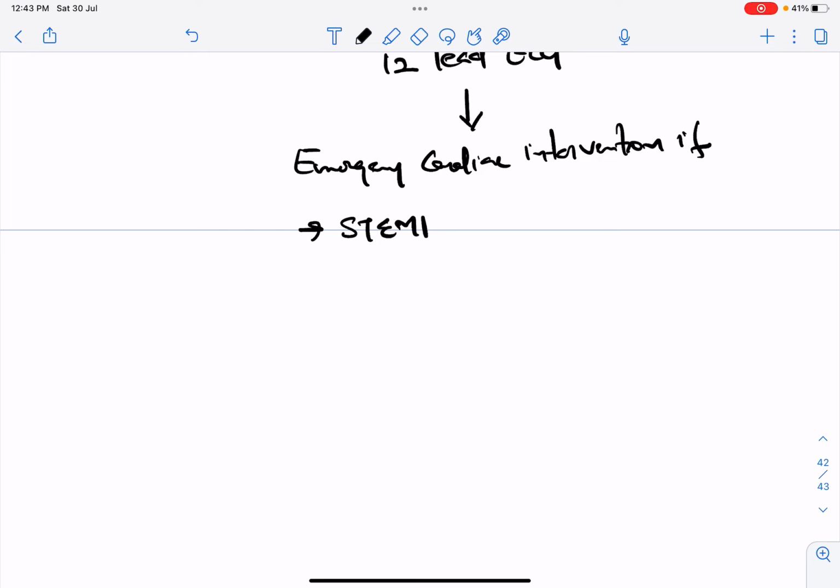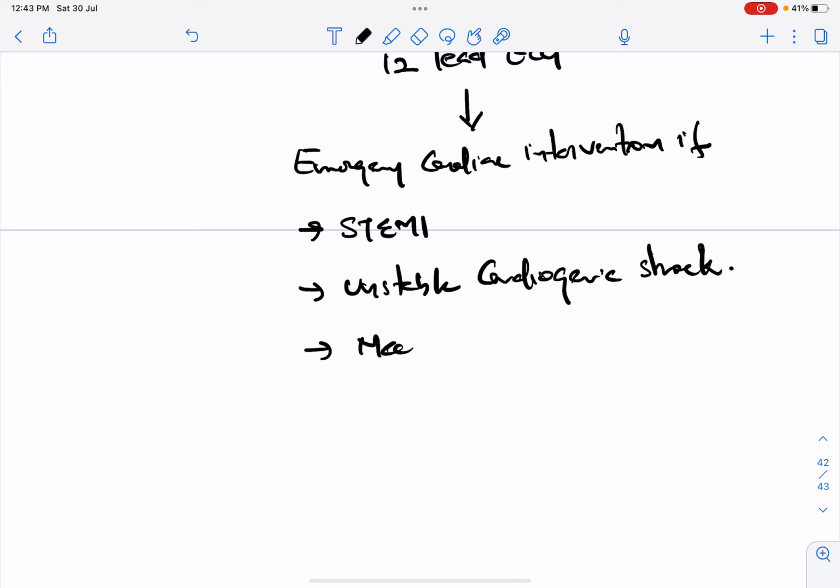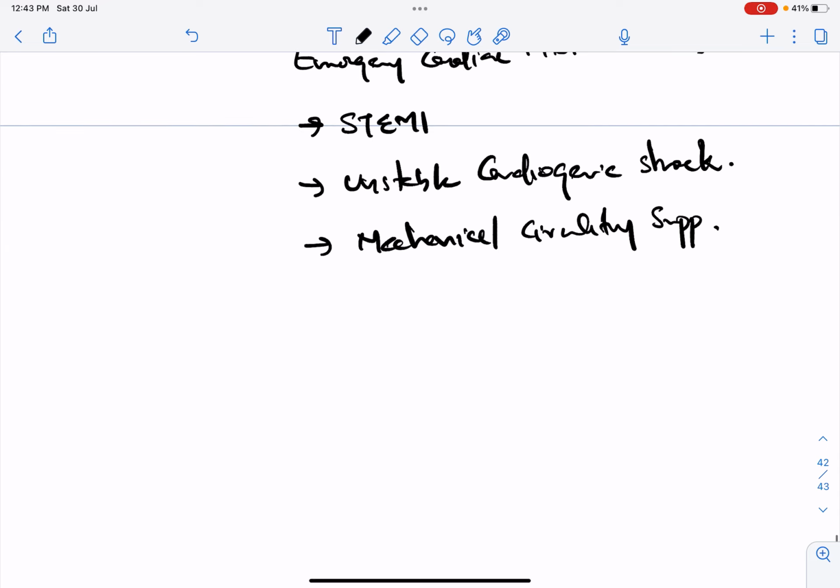Or if the patient is in a state of unstable cardiogenic shock, here also cardiac intervention should be there. Or if mechanical circulatory support is required for the patient, then also cardiac intervention should be there.